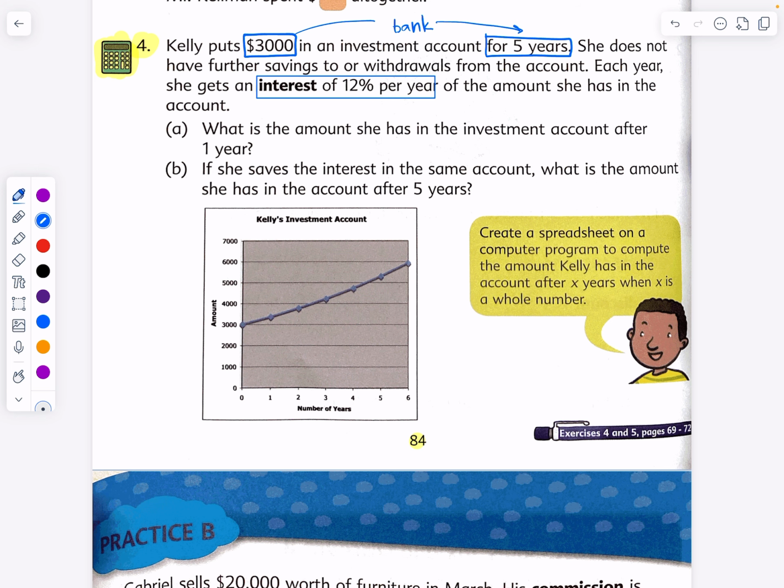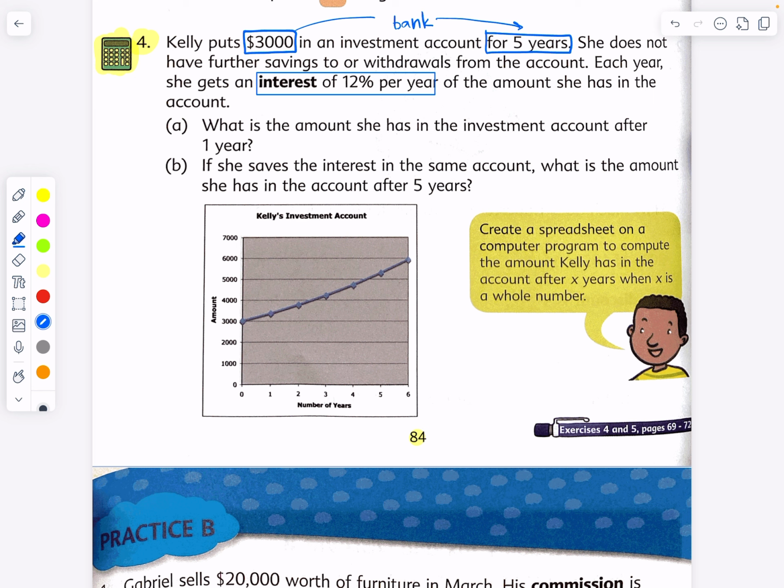My friends, this is a very healthy interest. Interest of 12% per year doesn't exist anymore. Each year, Kelly would get 12% of the amount she has in the account. Now imagine we have a graph. The x-axis is your timeline in years. The y-axis is the dollar amount you have in your bank account.